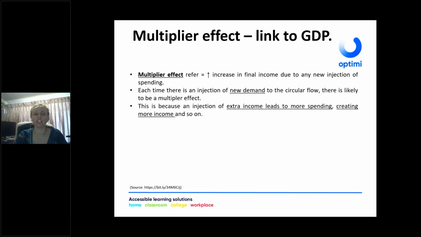So this is because an injection of extra incomes leads to more spending, it creates more income, and so on. So it's the whole time a circular effect that takes place.